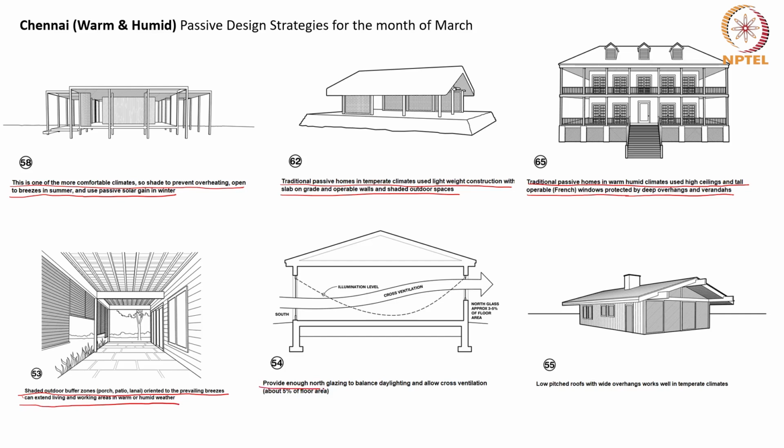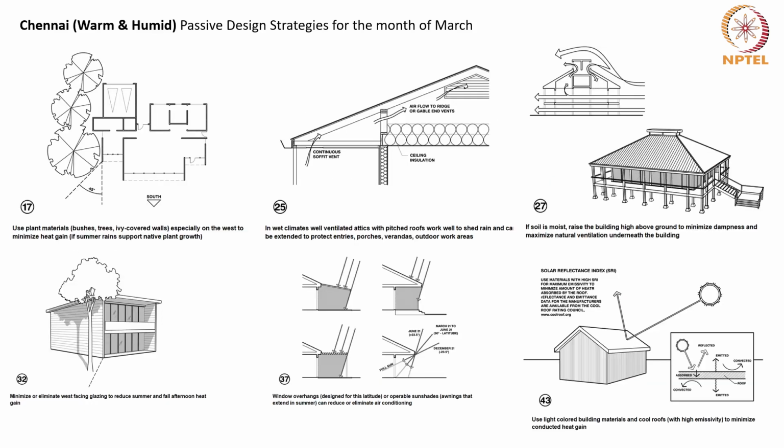We must provide enough north glazing to balance daylighting and allow cross ventilation for at least about 5% of the floor area. Low pitched roof with wide overhangs work well during March period or Chennai climate. Then we can use plant materials like bushes, trees, ivy covered walls, especially on the west, to minimize heat gain. Summer rains support native plant growth.